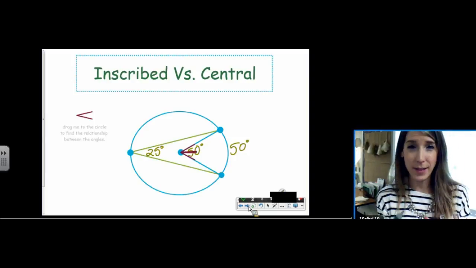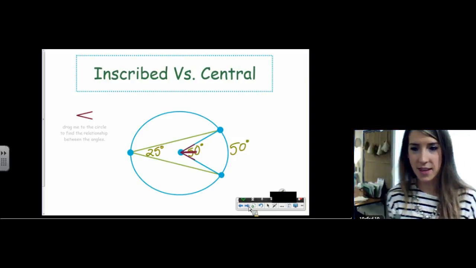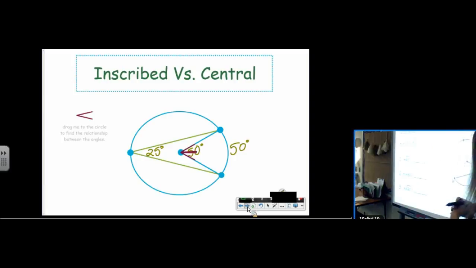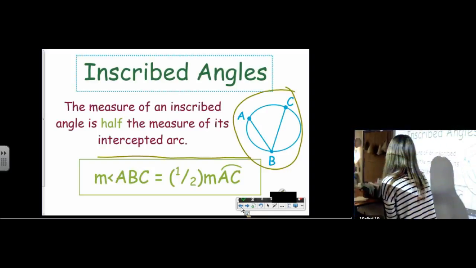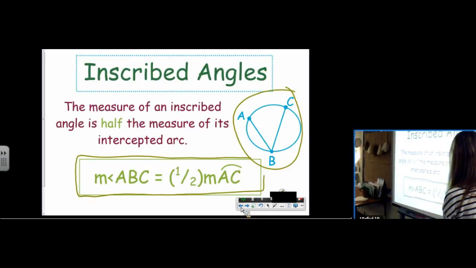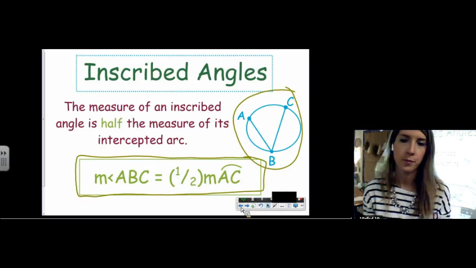So it's half of the central angle and it's half of the intercepted arc. Let's write that down in our notes. Oh, let's skip it. Okay. If I were you, I would draw the picture and I would write the formula, but I don't think you need to write the words because the formula takes care of that.